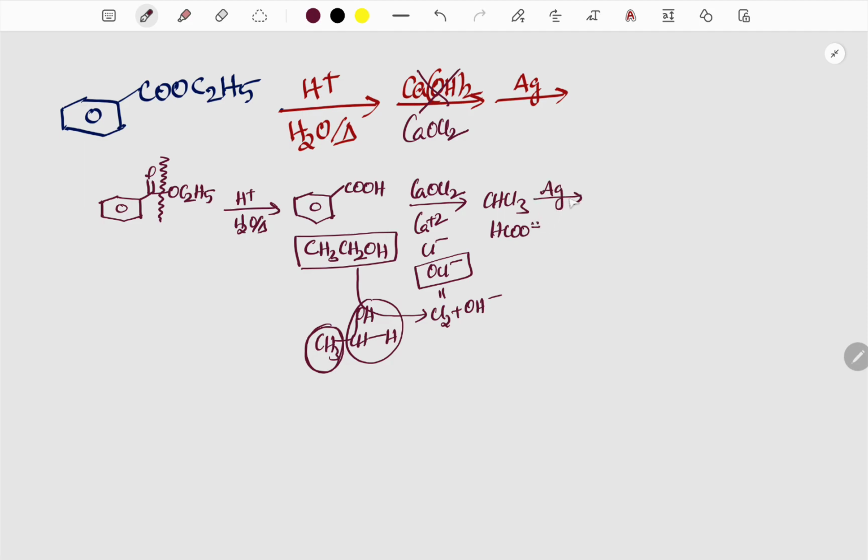Now it is treated with silver powder. When silver powder is added, chloroform undergoes dimerization like the Wurtz reaction, Cl removed, Cl removed, Cl removed. So like the Wurtz reaction, it is our final compound.